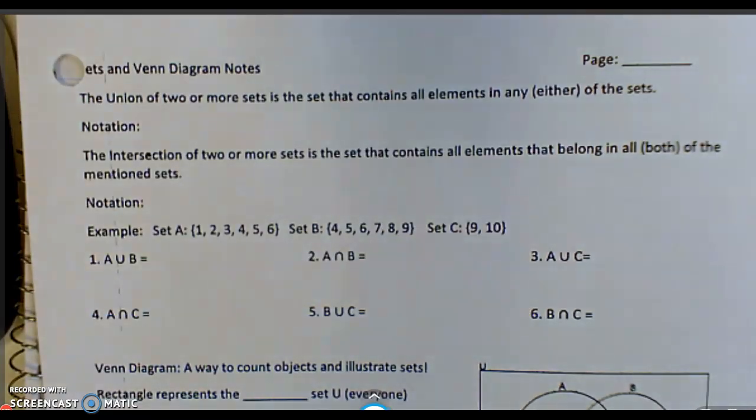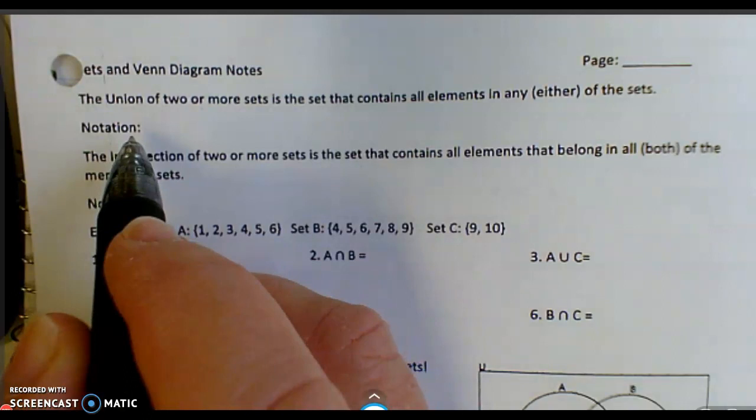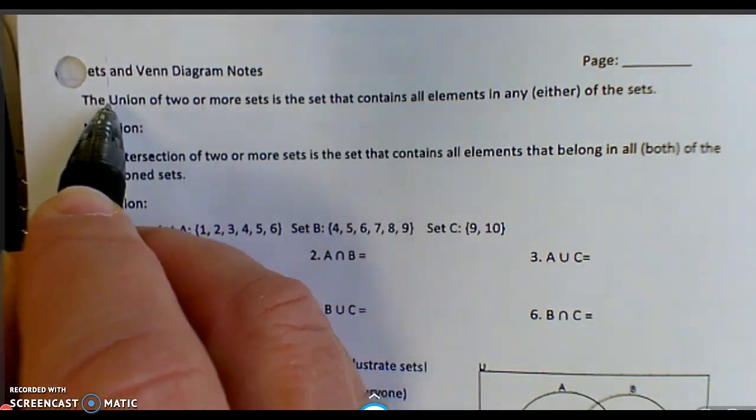We're going to be talking about probability in this unit, and before we get to probability, we're going to talk about sets and Venn diagrams. That will help you understand some of the notation and things that you will see. So we're just going to talk about different types of things here. First of all, you need to know a couple different notation pieces.